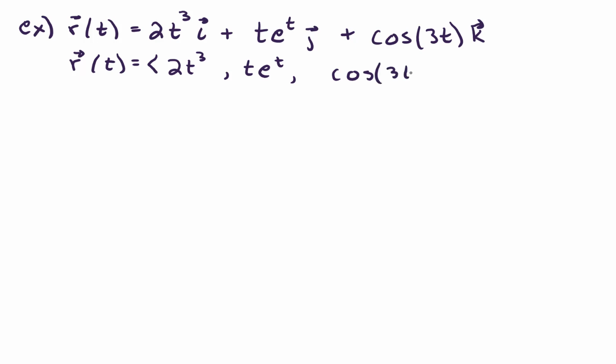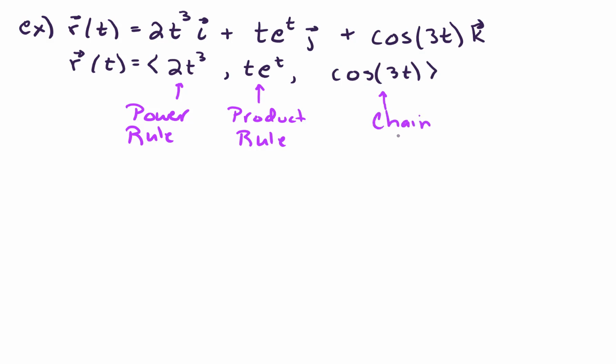Now, it's good to take a moment to review rules of differentiation. To find the derivative of r of t, we need to do the derivative component-wise. And so for the first component, this is just our power rule from Calc 1. t times e to the t, right here, we're going to need our product rule. And over here, we have cosine of 3t, and this is a good example of where we would use a chain rule. So if you feel a little rusty on any of these rules of differentiation, this is a good time to review those rules.